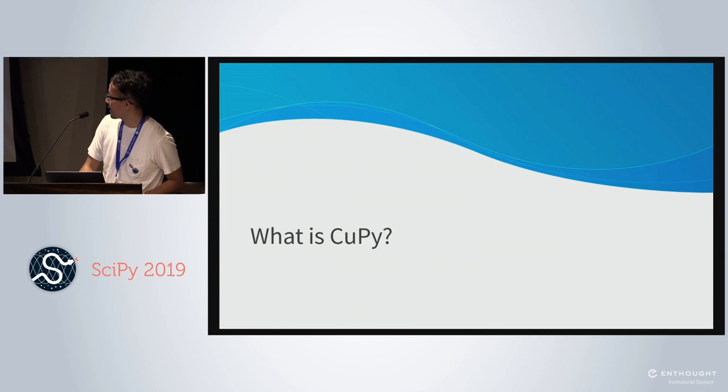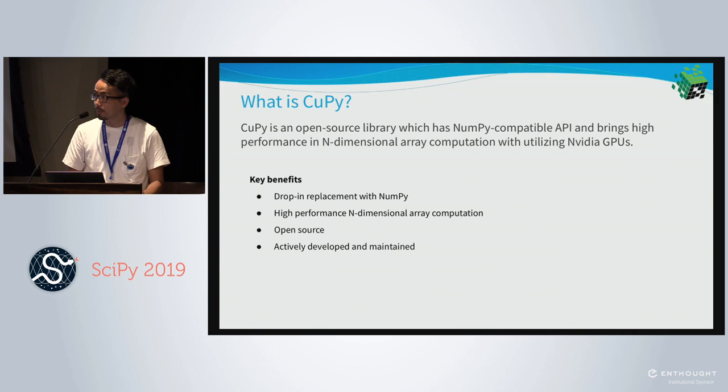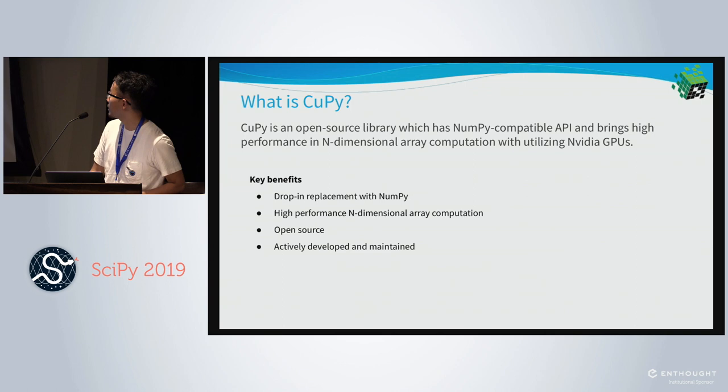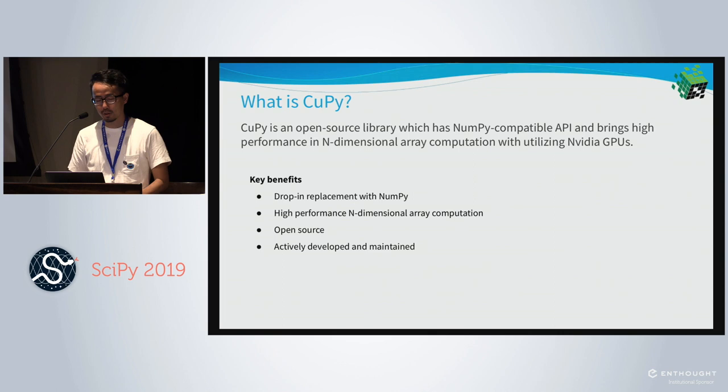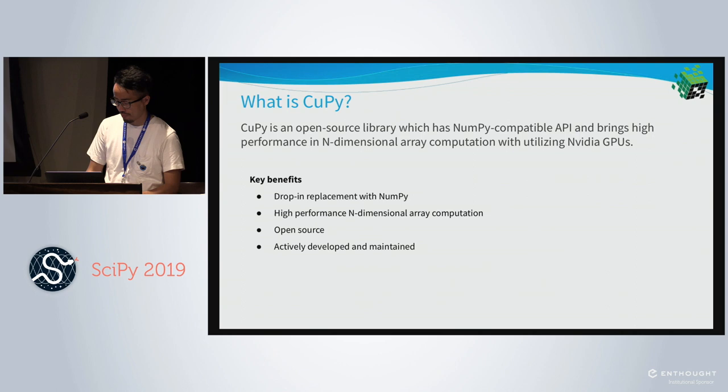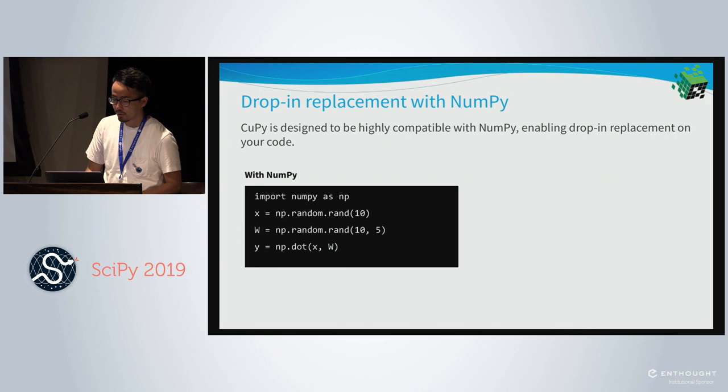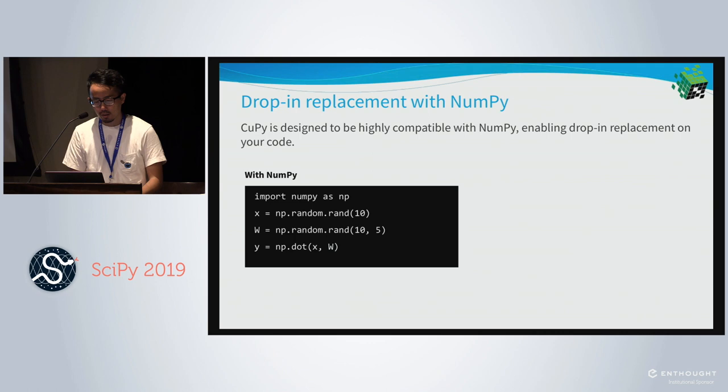Okay, then back to CuPy. CuPy is an open-source library which has NumPy-compatible API and brings high performance in n-dimensional array computation by utilizing Nvidia's GPUs. CuPy's key benefits are drop-in replacement for NumPy, high performance in n-dimensional array computation, and open-source and actively developed and maintained. Please let me explain these points one by one. The first point, drop-in replacement for NumPy. CuPy is designed to be highly compatible with NumPy, enabling drop-in replacement in your code.